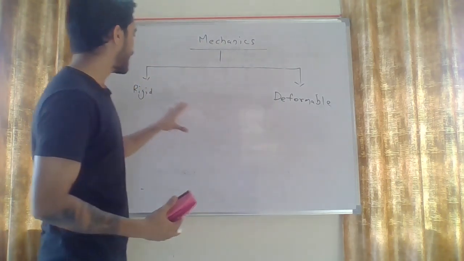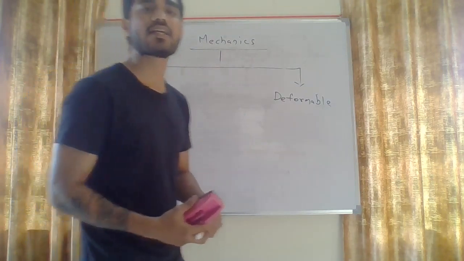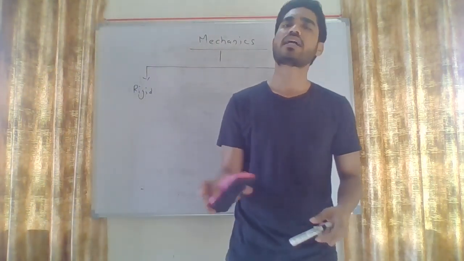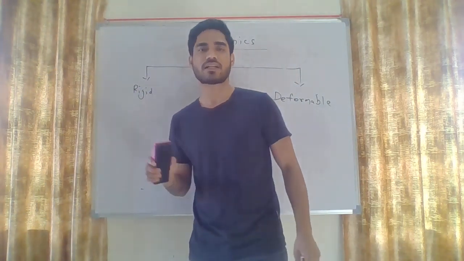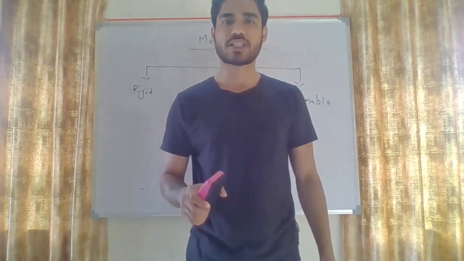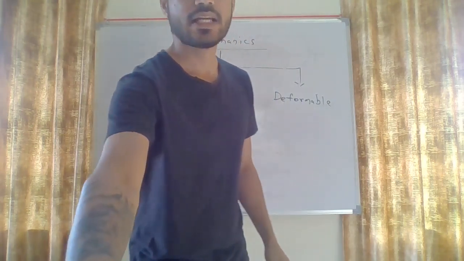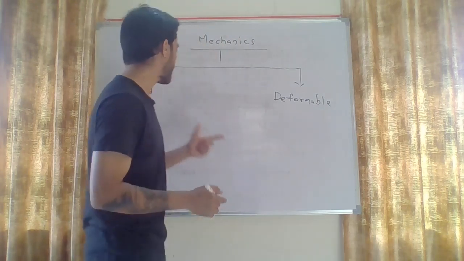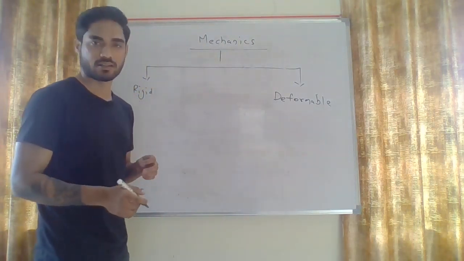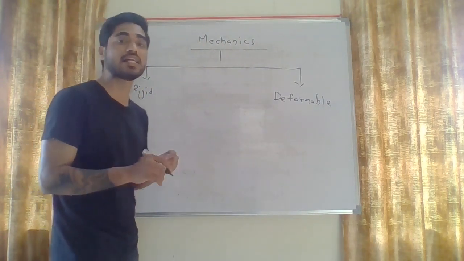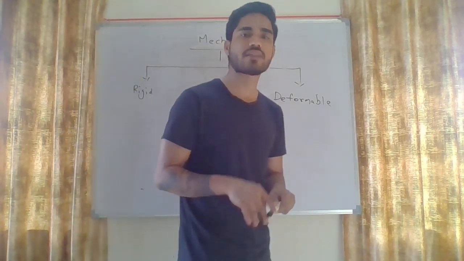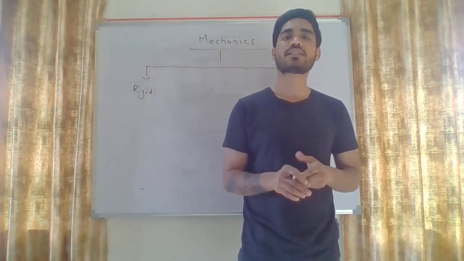Now practically there is no such thing as a rigid material. All materials are deformable. Whenever you apply external force, there will be some deformation in the material. But in some cases we assume that the material is rigid. This is just an assumption, just an idealization.